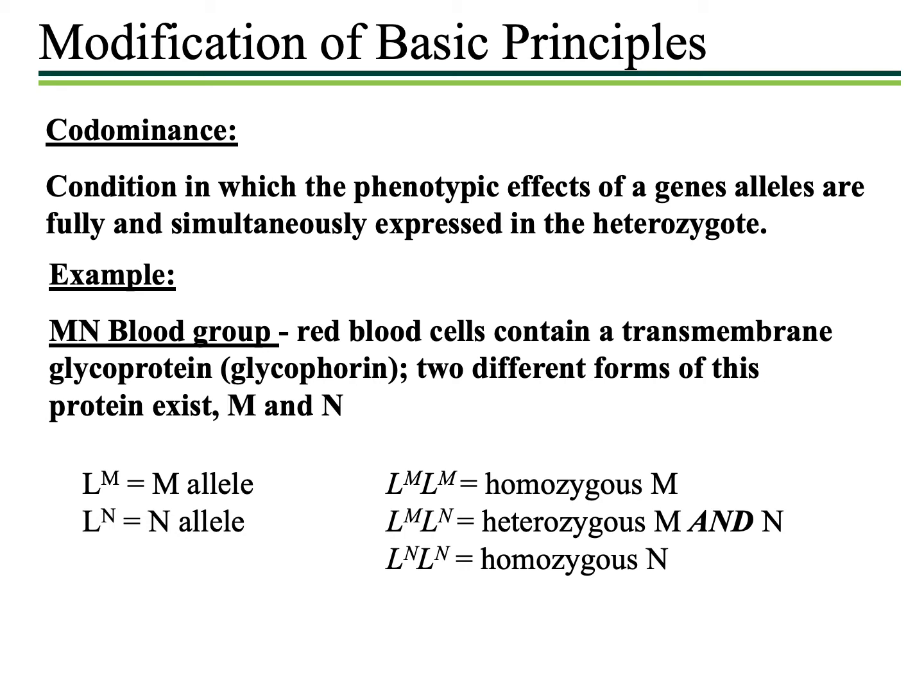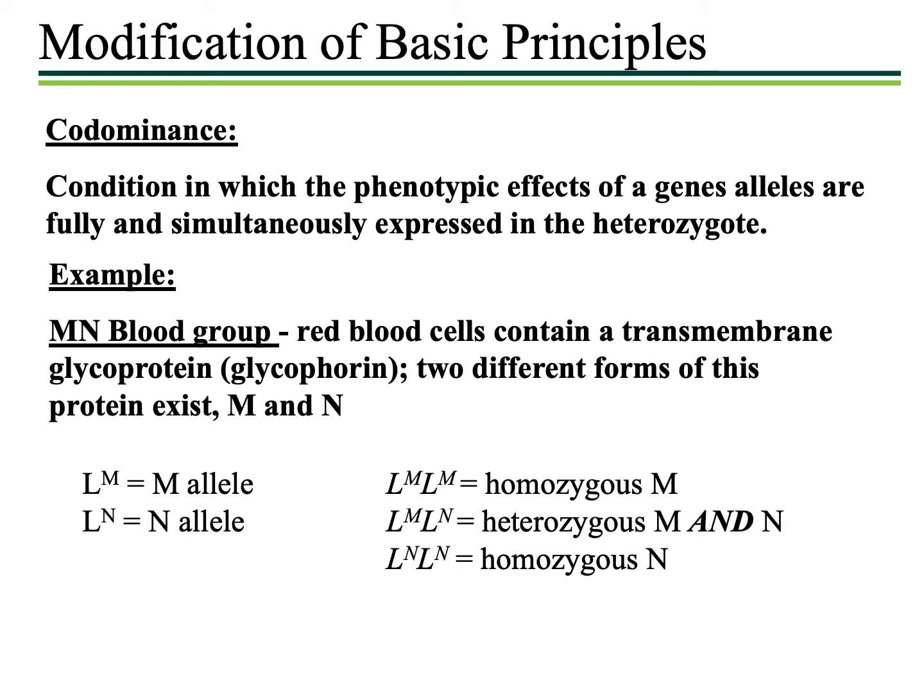The next example in modification of phenotypic outcome is a situation known as codominance. Codominance is a condition in which the phenotype or the phenotypic effects of a gene's alleles are fully and simultaneously expressed in the heterozygote. So this again is a situation that would arise in heterozygous individuals. Specifically in this case, both alleles are fully expressed and seen in the offspring overall.